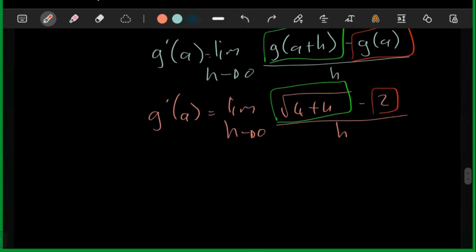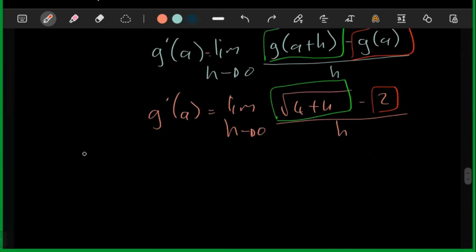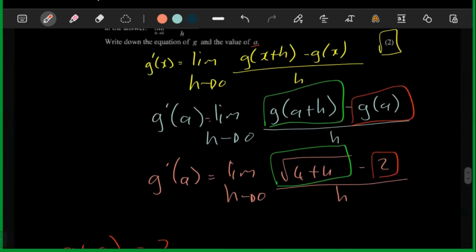But why is it... oh, it's a 2-mark question. The value of a is gonna be 2. No. The value of h, when you put a in the equation of g, you get it. Whatever this is, it's equal to 2. Now, if you're gonna get the equation of g, what do we know now?